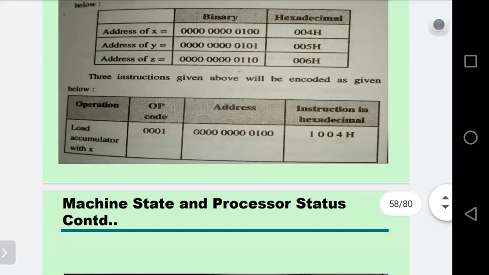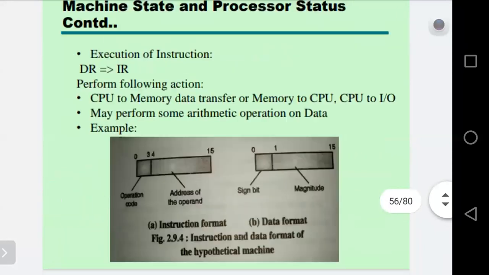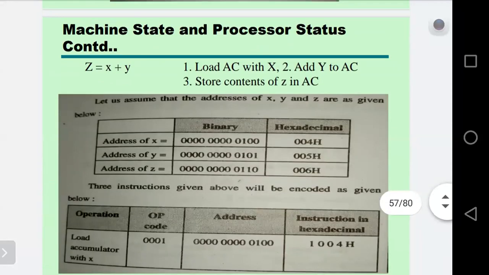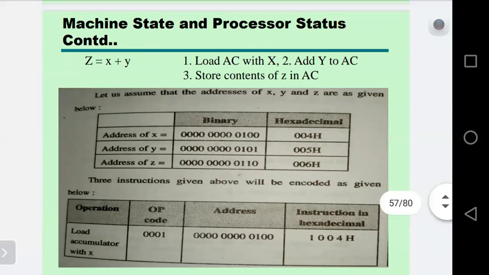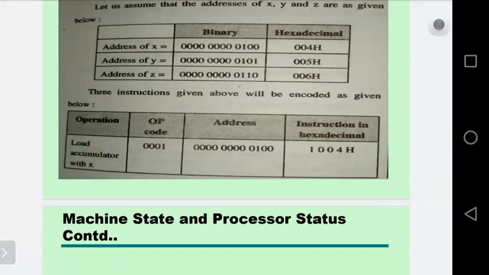See here, now you can understand. Suppose it is in the binary form. So this address again, 000, is a 12-bit address, like address X, Y, Z. And this opcode is nothing but your instruction, the operational code, like load, add. So all these are nothing but the operational code. And this is the address.